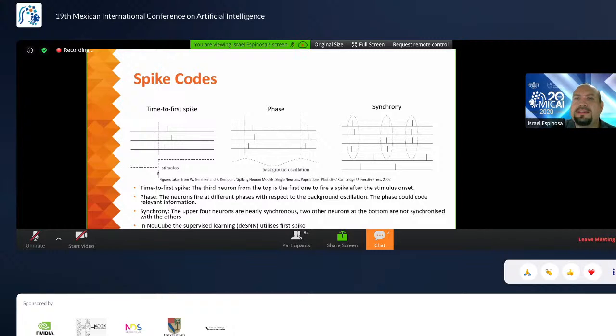So instead of using only one neuron, we can use 3, 4, or n neurons that spike almost at the same time. And if the same neurons spike at the same time, we can consider that a pattern. We can have different groups of neurons spiking at different times, but they are always in a similar interval, so we can detect patterns. As I was saying, we use the time to first spike in the NeuCube, but we can also use the synchrony in the NeuCube.